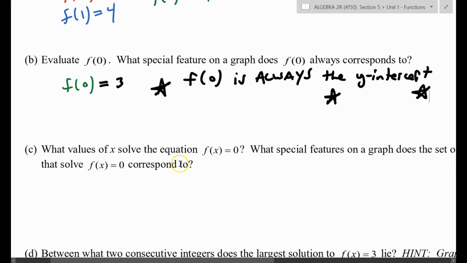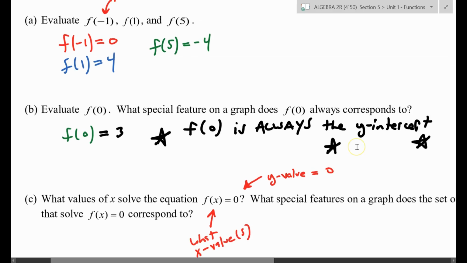What values has this function equal 0? Guys, this is what this question is saying. It's saying what x values give me a y value that is equal to 0. Isn't that what that's really asking when I write it that way? What x values give me a y value of 0? So let's go to our graph.